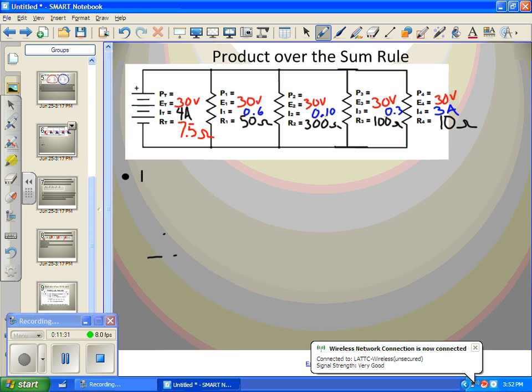Okay, have we found out everything except the power? What amount of total power do we have? 120 watts.